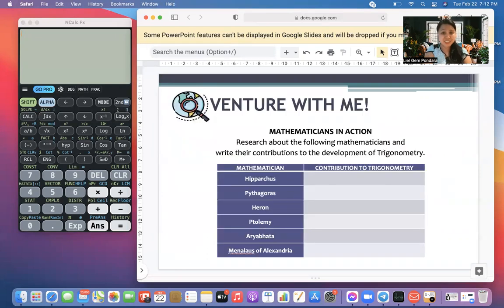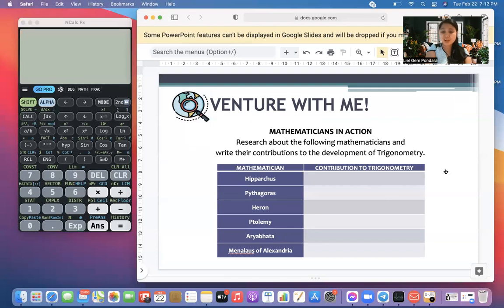And here's our venture activity. This will be a historical background. We have the mathematicians in action. Research about the following mathematicians: Hipparchus, Pythagoras, Heron, whom I introduced to you yesterday, Ptolemy, Aryabhata, and Menelaus of Alexandria. And you need to write their contributions to the development of trigonometry.